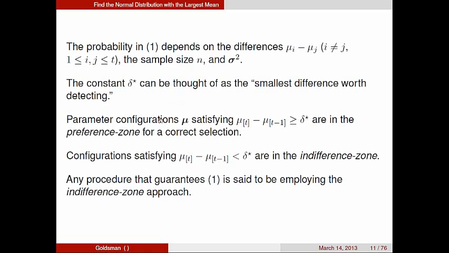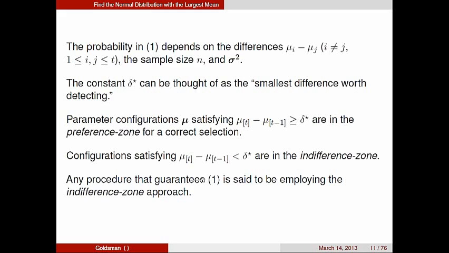So anytime that you have a configuration of the means, so this is the vector of the unknown means, if the biggest guy minus the second biggest guy is bigger than delta star, you say you're in the preference zone for a correct selection. It means I really prefer to be correct here. I want to be 95% sure that I'm going to get it right, because if they're bigger than this, it's a problem. On the other hand, if the biggest guy minus the second biggest guy is less than delta star, I don't care so much. I'm kind of indifferent which one I pick. So it's like two guys are pretty close to each other. Either one is fine. That's what that means.